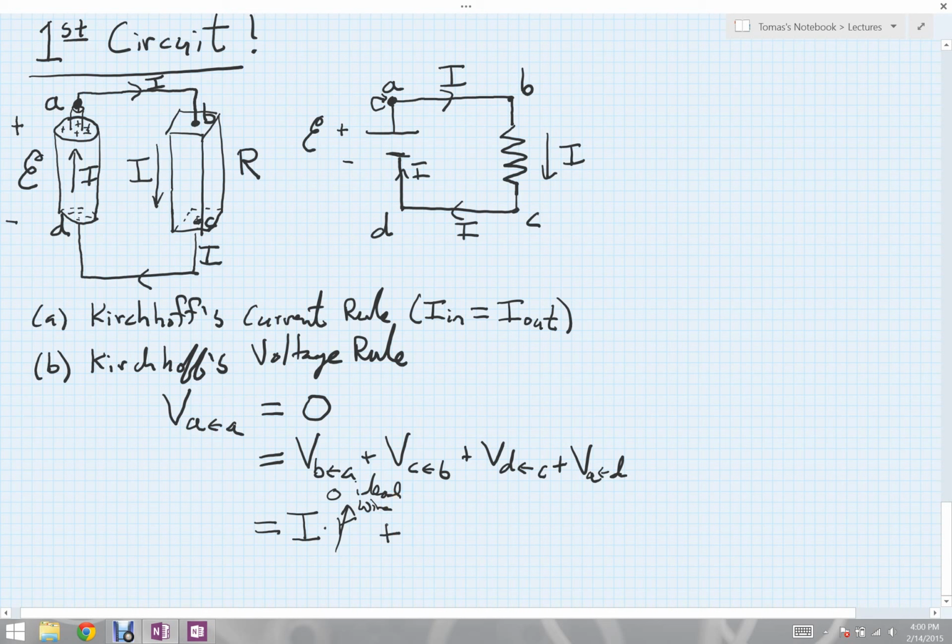Then, if I look at the voltage going from B to C, that is a perfect application of what happens when I look at the voltage differences going through a conducting material. When I go that way, I know from my previous analysis that the element is going to obey Ohm's law. So that will be I times R.